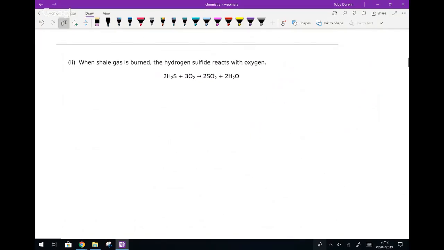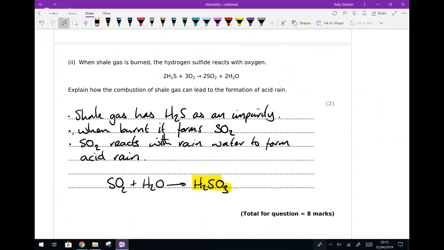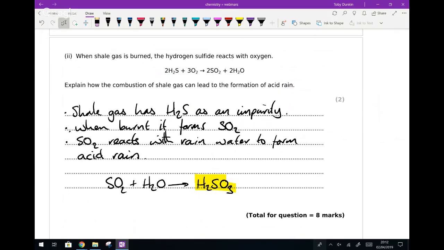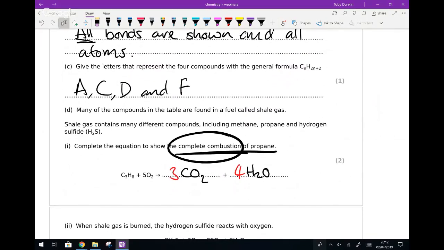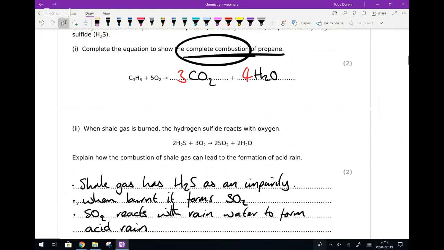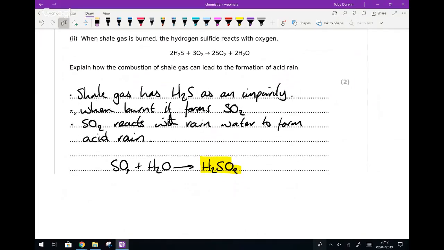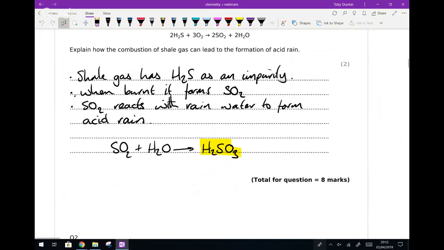Explain how the combustion of shale gas can lead to the formation of acid rain. It was in the question previously. I thought that was quite clever. Shale gas contains many different compounds, including hydrogen sulfide. So I put shale gas has H2S as an impurity. When burnt, it forms SO2. SO2 reacts with rainwater to form acid rain, and they gave an equation.